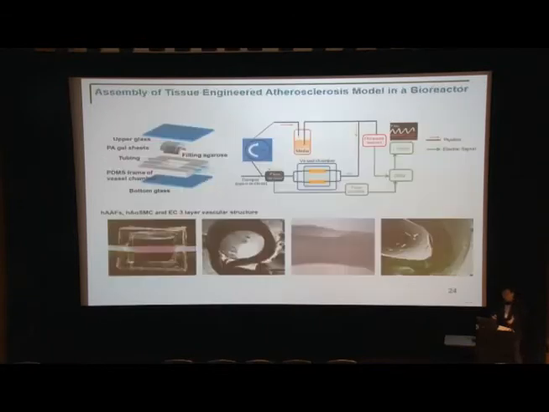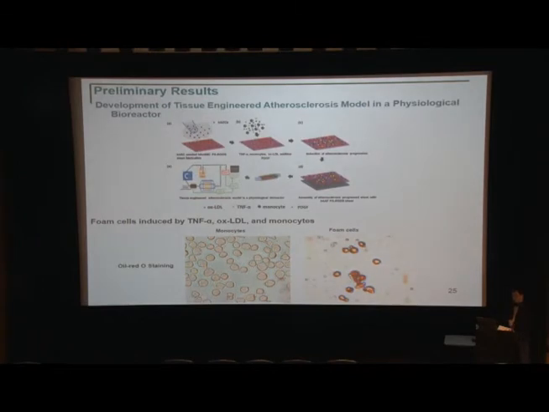So we can create a 3-layer structure, and now we're growing it in the bioreactor system, and the flow is a pulsatile flow, and we can precisely control this flow. As the next step, we also did some preliminary study on whether we can induce atherosclerosis on the surface. This preliminary data shows that we encapsulate the smooth muscle cells in the nanomatrix sheet and then induce atherosclerosis with TNF-alpha, monocytes, and also oxidized LDL.